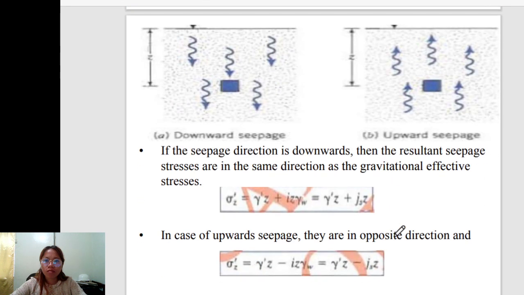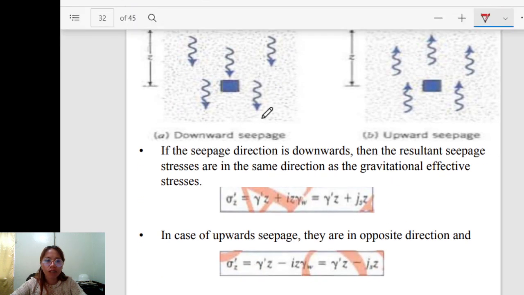So what is the implication of this? For downward seepage, if the seepage direction is downwards, then the resultant seepage stresses are in the same direction as the gravitational effective stresses. This was discussed early in the previous topic, right? While for the upward seepage, they are in the opposite direction.